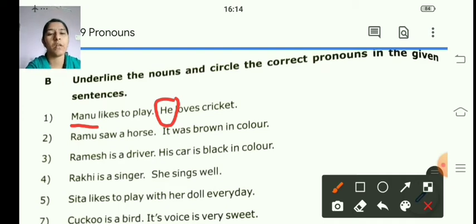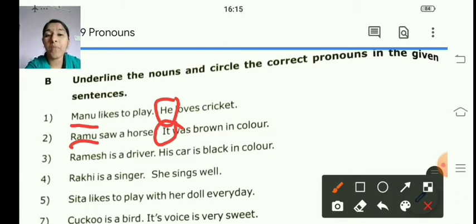Okay, children. Now, second one, Ramu saw a horse. It was brown in color. So here, which is the noun? Can you guess? Yes, very good. Ramu is a noun. And instead of horse here, it. So, it is a pronoun, right? Third one, understood children? Yes.